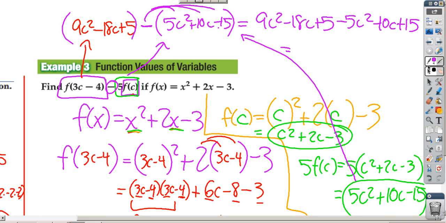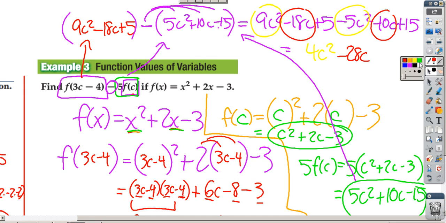So we have these like terms, we have 9c squared minus 5c squared, that's 4c squared. Next like terms, we have minus 18c minus 10c, that's minus 28c. Last like terms, we have plus 5 plus 15, which is plus 20, and that's the final answer.